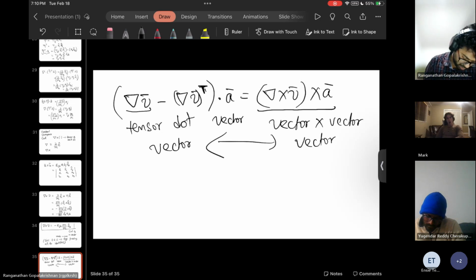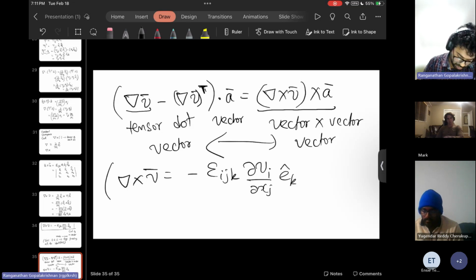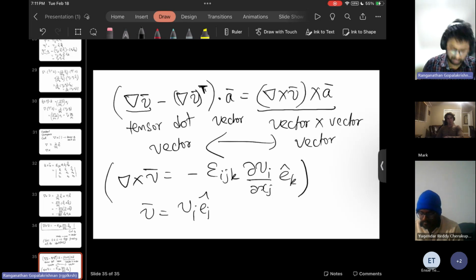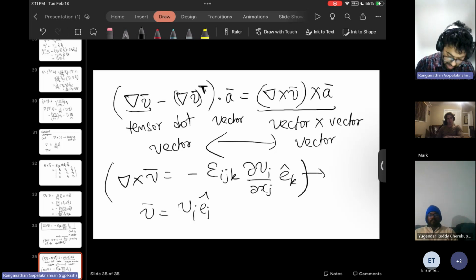So curl of V is minus epsilon_ijk partial V_i over partial x_j e_k. This is something you should kind of remember, just like we remember V is V_i e_i. Wherever you see the curl of a vector, you can directly start from here and then start doing the algebra.